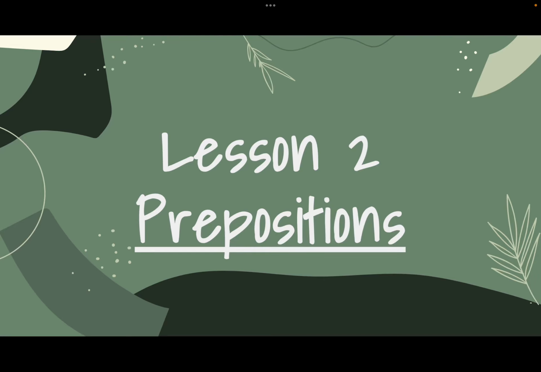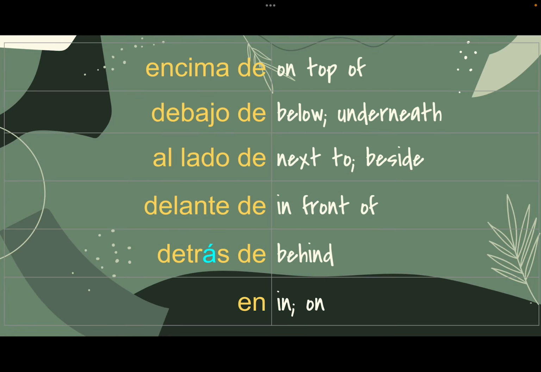Lesson 2, prepositions with the verb estar in Spanish. The prepositions, some of the most basic ones in Spanish that we'll be utilizing, are encima de, which means on top of, debajo de, which means underneath or below, al lado de, two words, next to or beside, delante de, in front of, detrás de, behind, and en, which can mean in or on, depending on the situation.